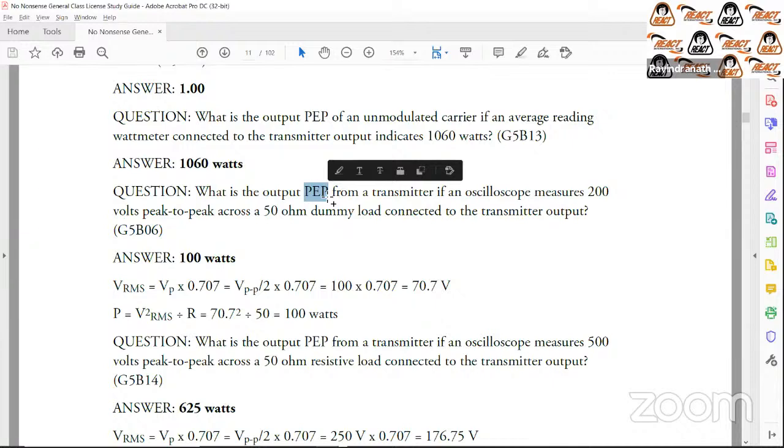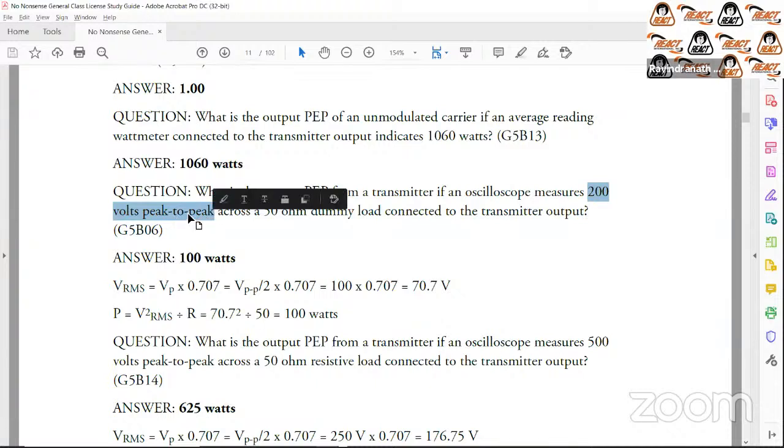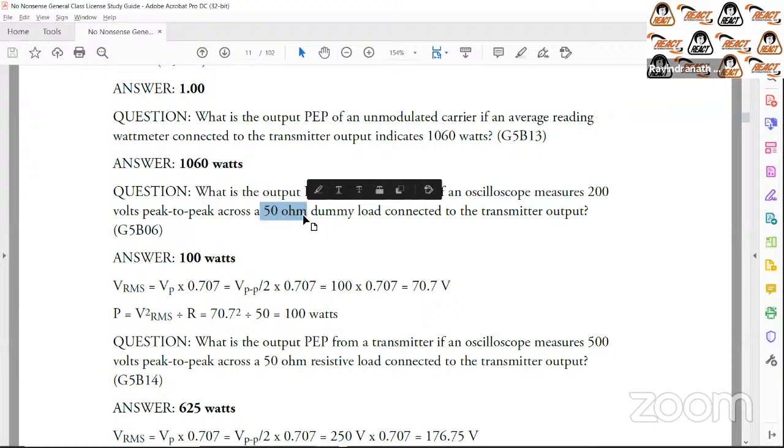So we need a formula that involves power. What have they given us? They have given us that the measurement is 200 volts peak to peak. So therefore, they didn't give us peak, they gave us peak to peak. So our formula must use peak to peak. And what else did they give us? They told us it's a 50 ohm dummy load. So therefore, we also need a formula that has R in it.